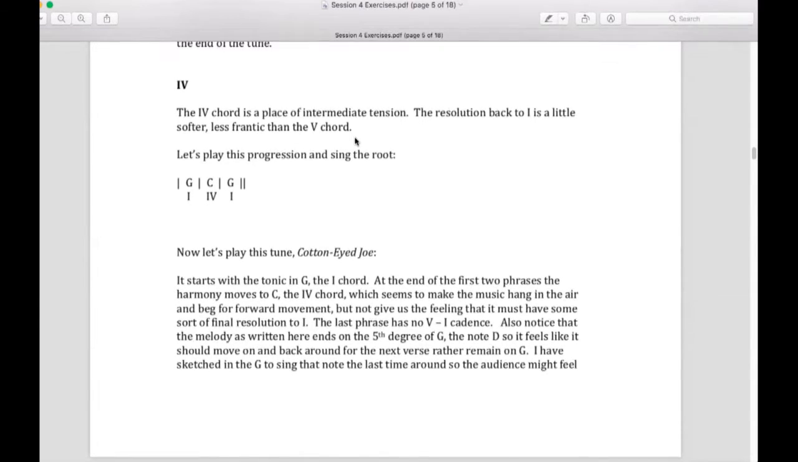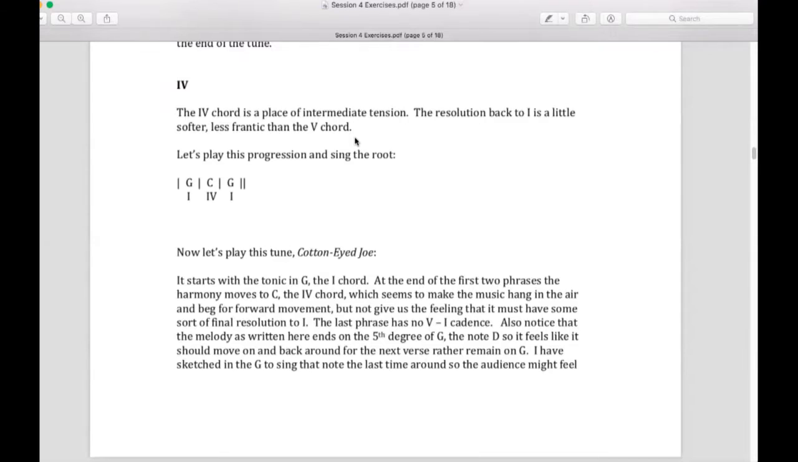So here's the root. The root is G, G, C, G. That's 4. 5 was here. G, C, G. Let's play the chords together. So we get G, C, G.